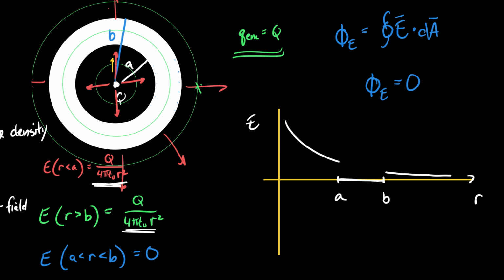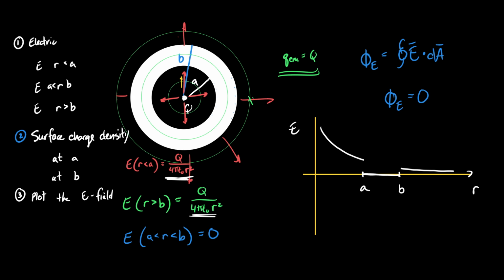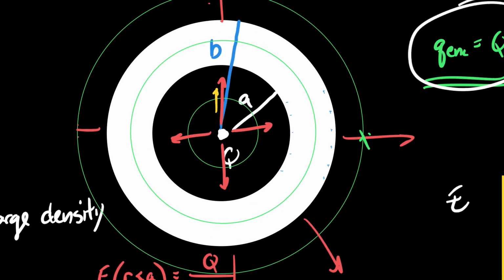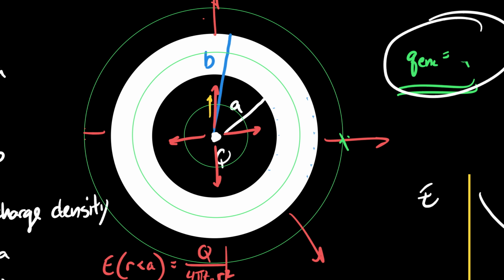But there's something else I'd like you to consider. Q enclosed isn't this. I said that from the beginning just because I knew you'd buy into it. But the Q enclosed isn't Q. When we consider the Q enclosed, it has to include all of these negative charges that are on the inside. Do you understand what I'm saying? Q enclosed is actually going to have to be 0.